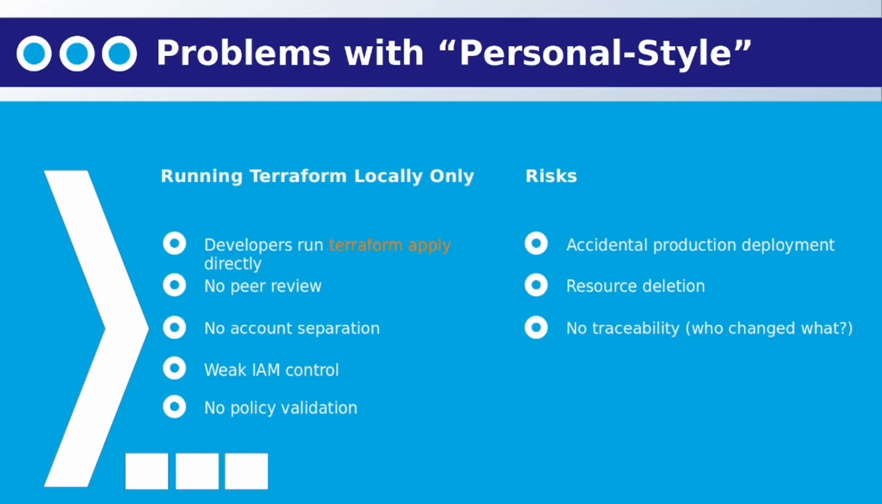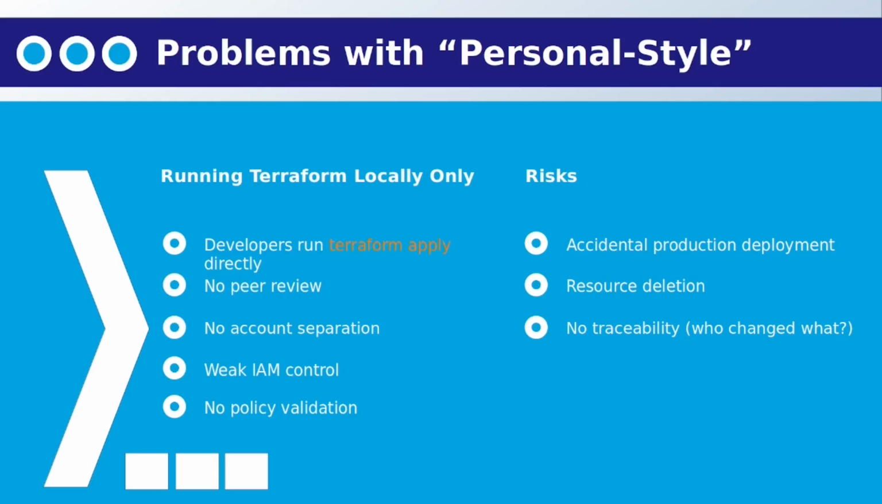What's wrong with this? First, no peer review. Second, no separation between dev and production accounts. Third, weak IAM control. Fourth, no automated policy validation. And most importantly, no audit trail. If something breaks, we ask who changed it, when, and why. If infrastructure is managed manually, we lose traceability.